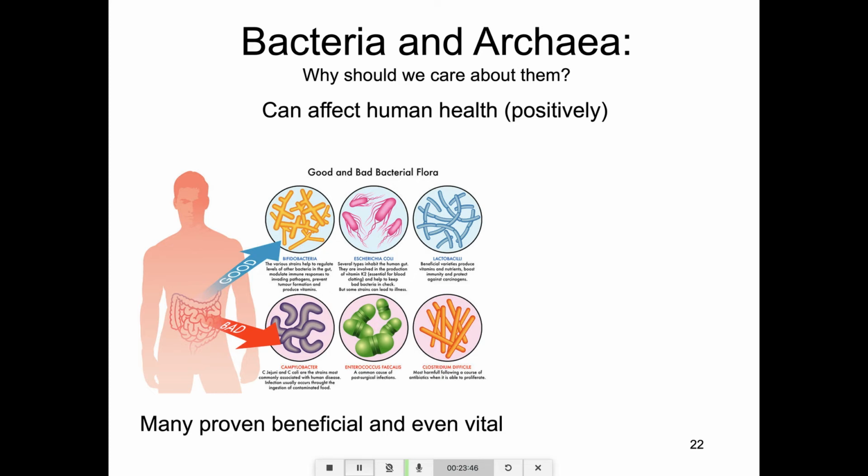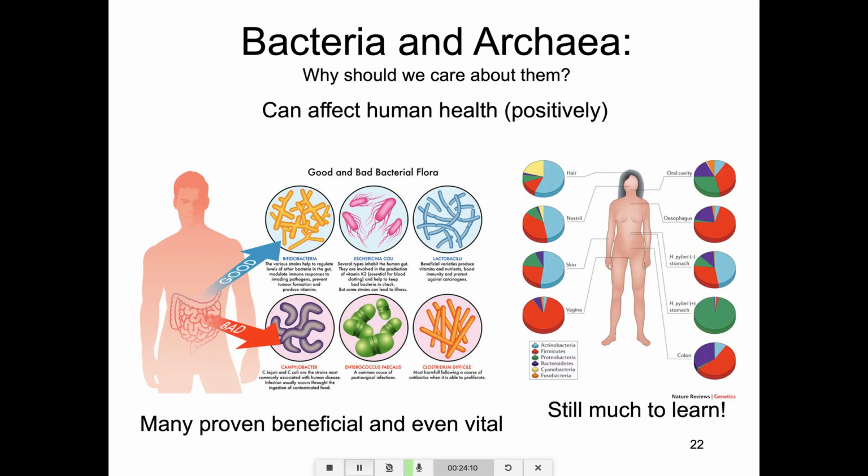So for example, if you look at the human gut, things like bifidobacteria, E. coli, and lactobacilli, these good bacteria that you see at the top here, these all play important roles in helping with immunity and processing nutrients in the human gut, and are really vital for human survival. And we're just starting to learn about all the positive effects that bacteria can have for humans.